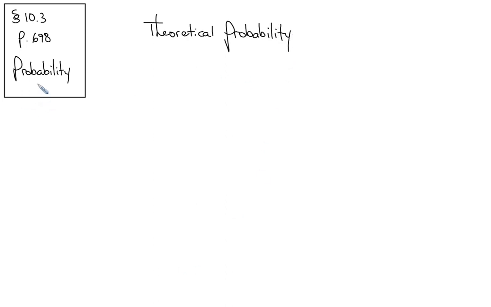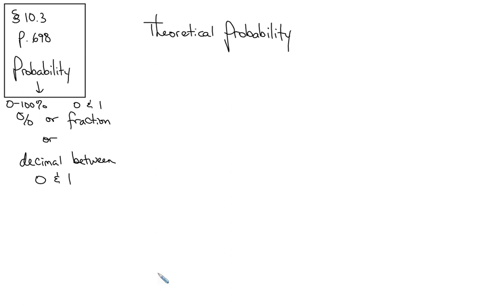And probability in general, guys, is going to either be given as a percentage or a fraction, or it can be listed as a decimal between 0 and 1. So as a percent, it's between 0 and 100%. As a fraction, it's between 0 and 1. As a decimal, it's between 0 and 1. So all of these represent something between 0 and 1, or 0% and 100%.